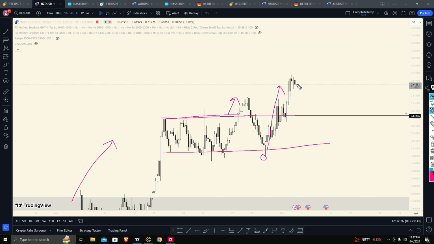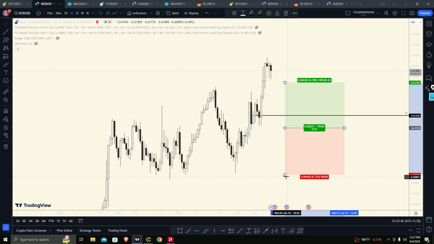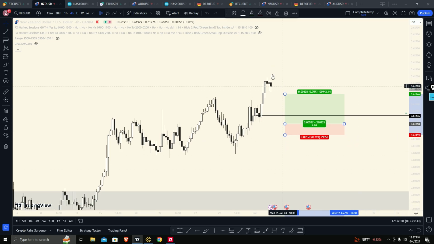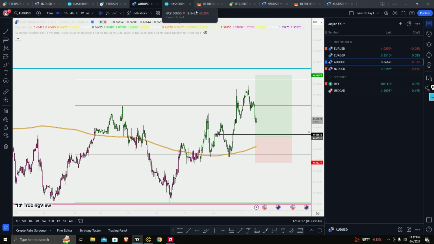Okay, so in this case, any pullback into the range high or even below this low is a buy, expecting the low of the range to hold or the mid range to hold. Okay, so what one would want to do in this case is just buy into the range high, which is probably this, or you could go there. Okay, and expect this low to hold or the body of this candle to hold, and maybe go for a new high. Now personally I combine it with the fib layout.